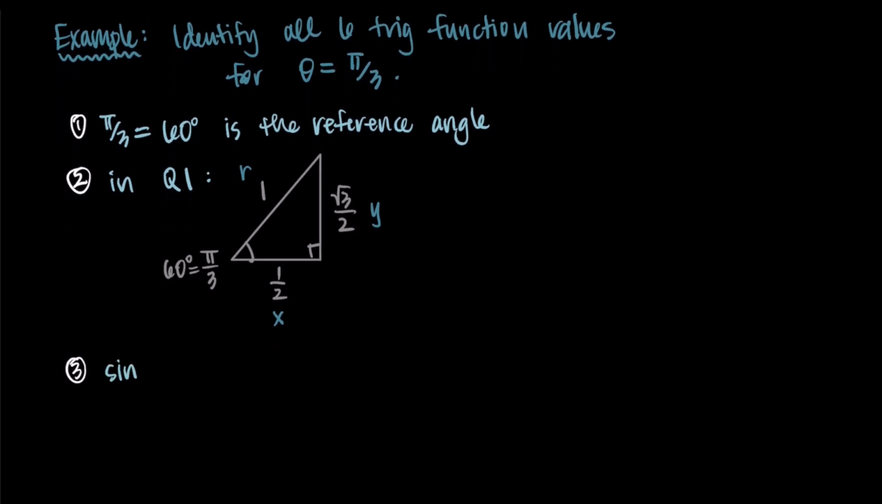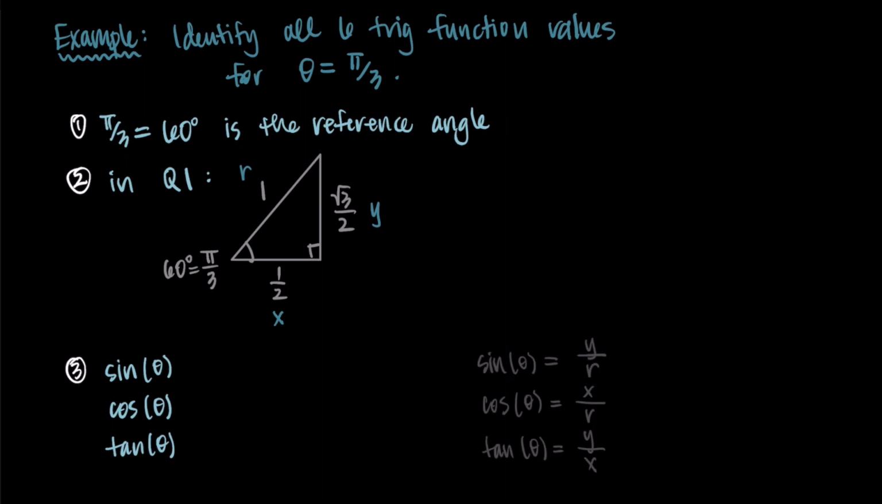So we're trying to find all 6 values, but let's start with sine, cosine, and tangent, and I will just wait to do the other 3. So I'm going to refer back to what the definitions are first. For sine, we have y over r, for cosine, we have x over r, and for tangent, we have y over x. So now we're in step 3, where we really just need to identify the proper ratio of sides.